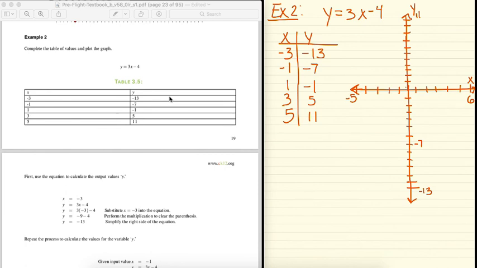Now I'm going to plot each of these points. So I have the point -3, -13, which means I'm going to go back 3 units on the x-axis, so 1, 2, 3, and then from there I'm going to go down 13 units, and my very last tick mark is 13, so I know that if I follow this all the way down, I'll end up plotting a point down here where it's all the way down to -13.